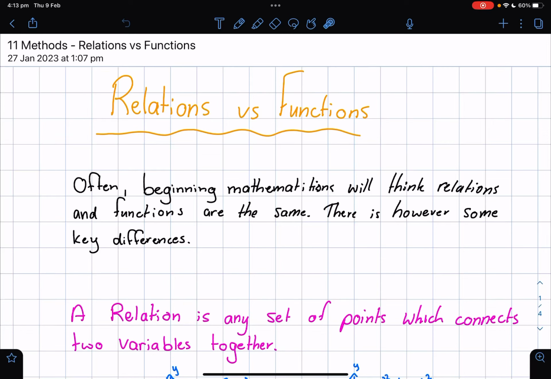G'day team, welcome back to another video, and today we're going to be looking at the difference between relations and functions. Now, often beginning mathematicians will think relations and functions are the same. There is, however, some key differences.